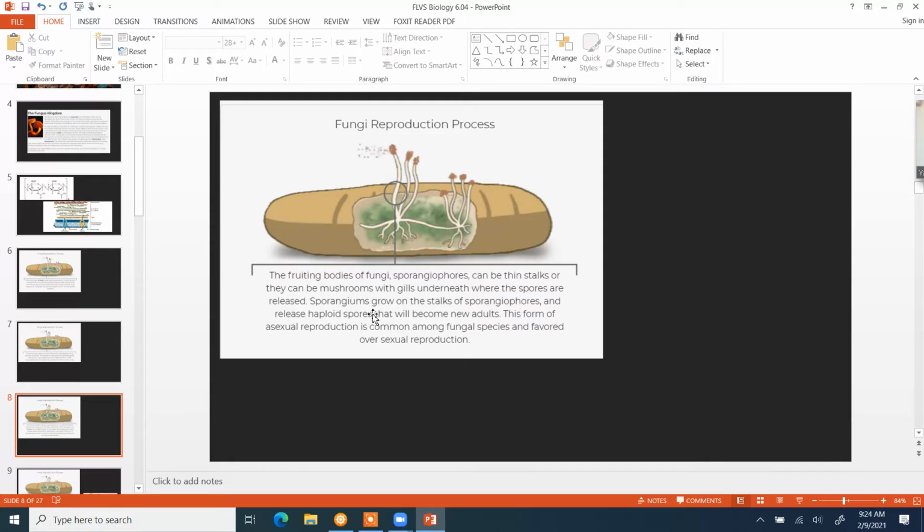So the spores basically reproduce by themselves. These are not like gametes where you need a male and a female gamete to combine. Here, one spore by itself can go off and form a new organism.